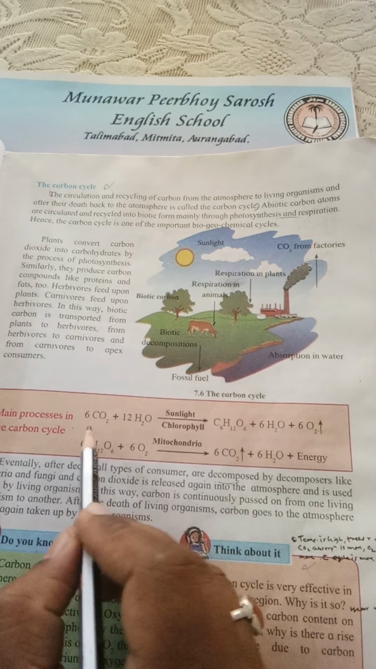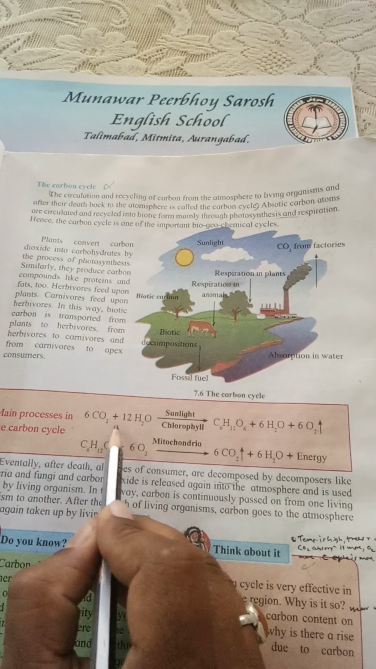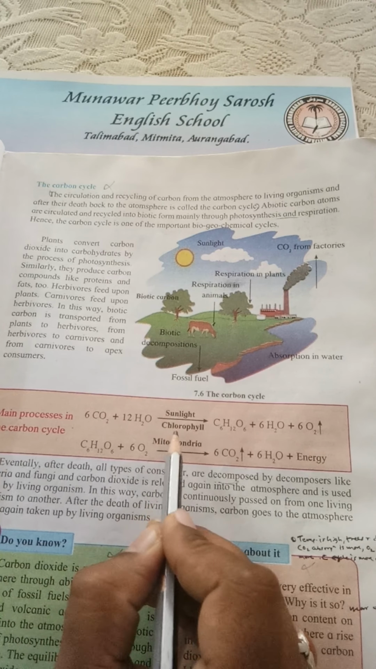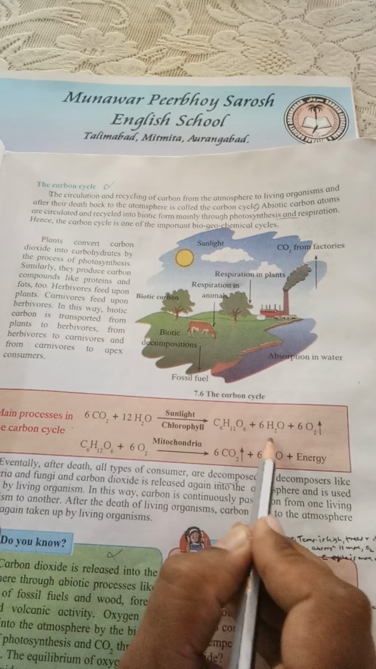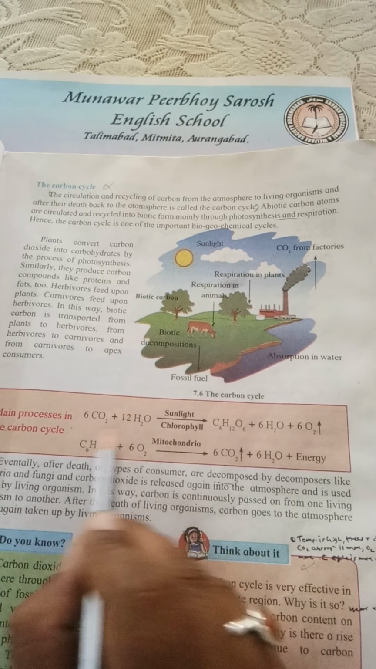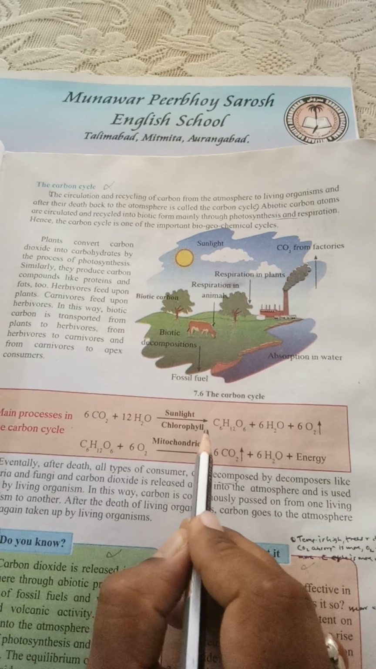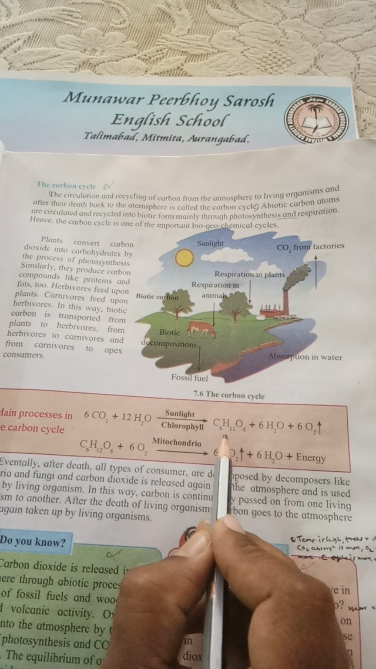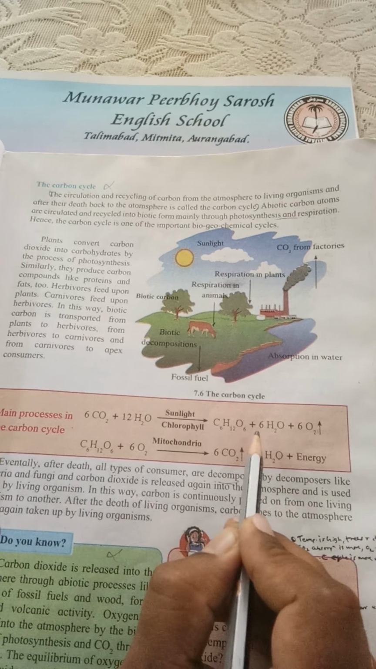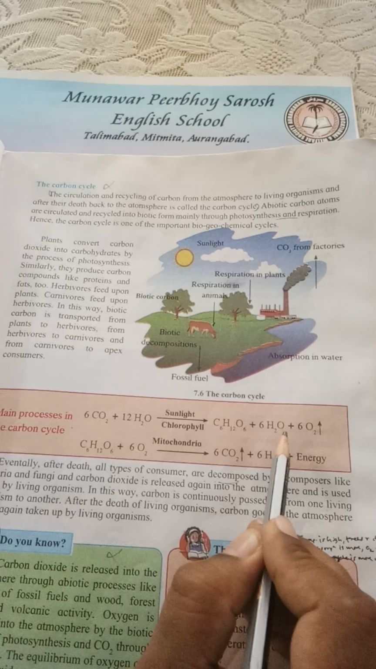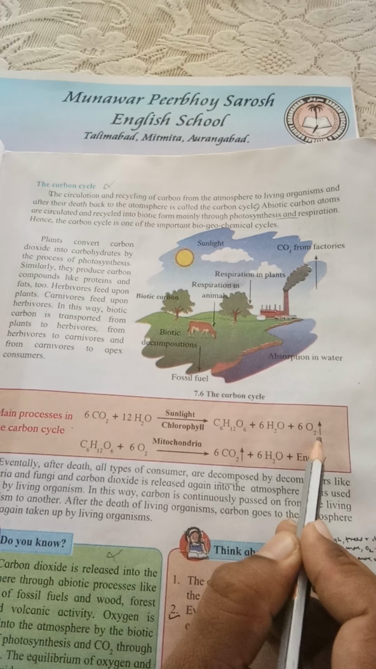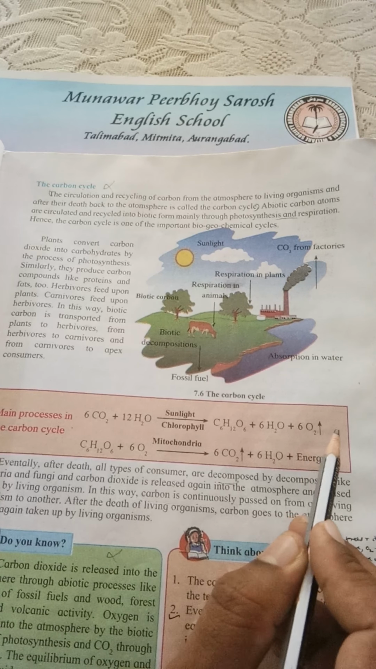See here now, there are 6 molecules of carbon dioxide plus 12 molecules of H2O in the presence of sunlight and chlorophyll. These are the reactants, and they will give the products: C6H12O6, that is the glucose. This is the molecular formula of glucose, plus 6 molecules of H2O, that is water, plus 6O2, oxygen, and this upper arrow means the gas is released.